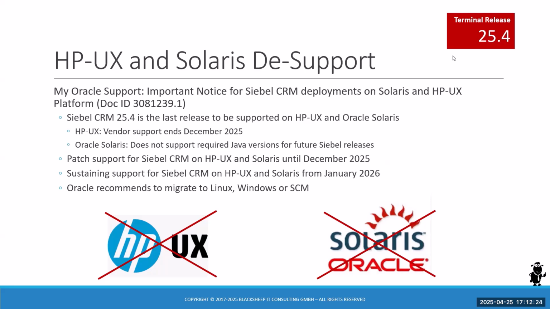Oracle Solaris, of course, comes from the Sun acquisition, and Solaris is not going to be end of life, but according to Oracle, it does not support the Java versions that future Siebel versions will have. Oracle will provide patch support for both until the end of this year, and then put them in sustaining support. But as I understand it, again, please correct me if I'm wrong, there will be no update packages for these operating systems starting next month. Is that correct?